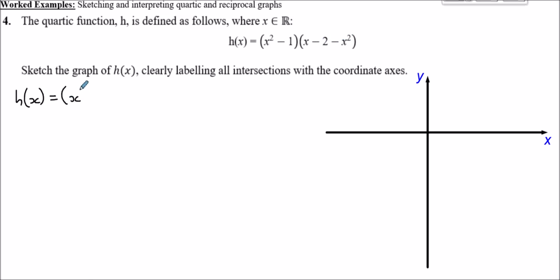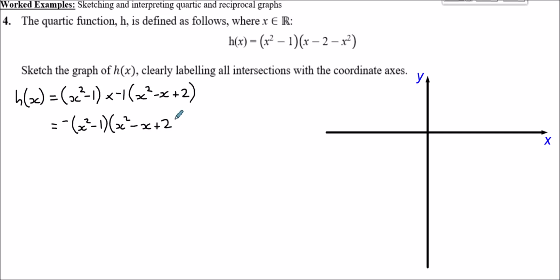So I'm going to say that's x squared minus 1, and I'm going to multiply by minus 1 all of this. So if I factorise out a minus 1 and switch the sign of everything here, that's going to give me x squared minus x plus 2. So I can move this minus 1 to the front. So I can have minus x squared minus 1, x squared minus x plus 2.